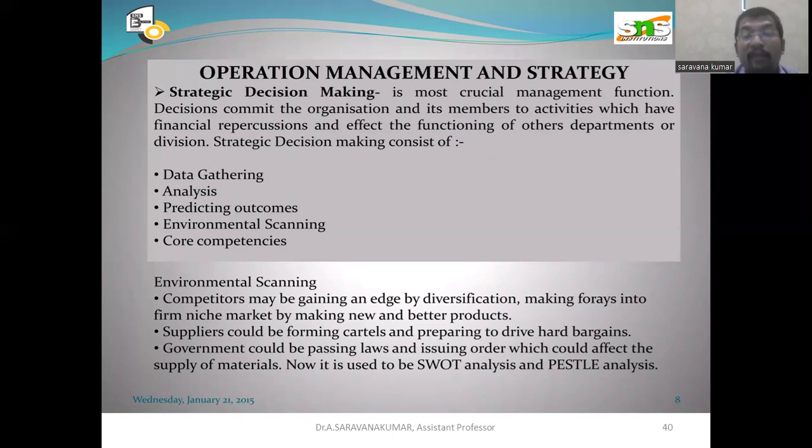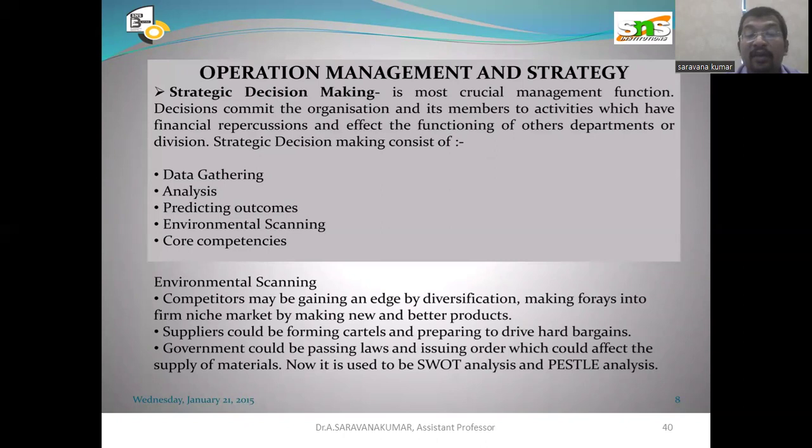We discussed environmental scanning. Competitors may be gaining an edge by diversification, making forays into a niche, a narrow group of customers, that is a niche market, by making new and better products. Suppliers could be forming cartels and preparing to drive a hard bargain. Government could be passing laws and issuing orders which could affect the supply of materials.